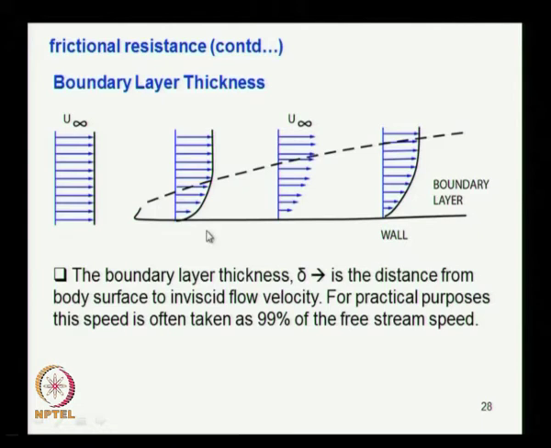So inside the boundary layer the viscous effect is more, and outside the boundary layer the viscous effect is not significant, and often the flow analysis is performed using potential flow theory away from the boundary layer, and inside the boundary layer the fluid can be treated as a real fluid, where the Navier-Stokes equation should be applied.